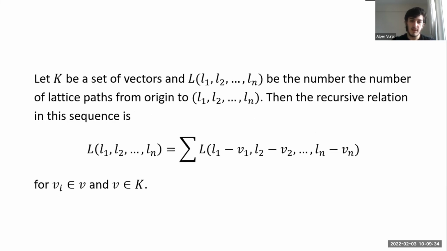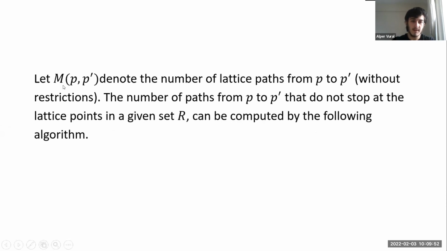Let K be a set of vectors and let L(L1, L2, ..., Ln) be the number of lattice paths from the origin to the (L1, L2, ..., Ln) point. Then the recursive relation in this sequence is as follows. Let M(P, P') denote the number of lattice paths from P to P' without restrictions. The number of paths from P to P' that do not stop at the lattice points in a given set R can be computed by the following algorithm.